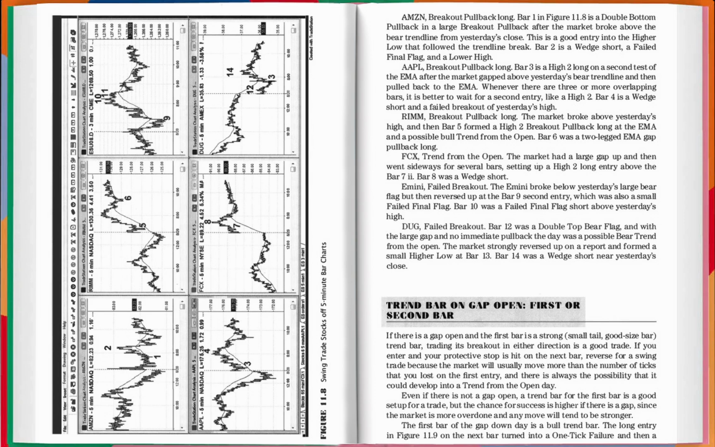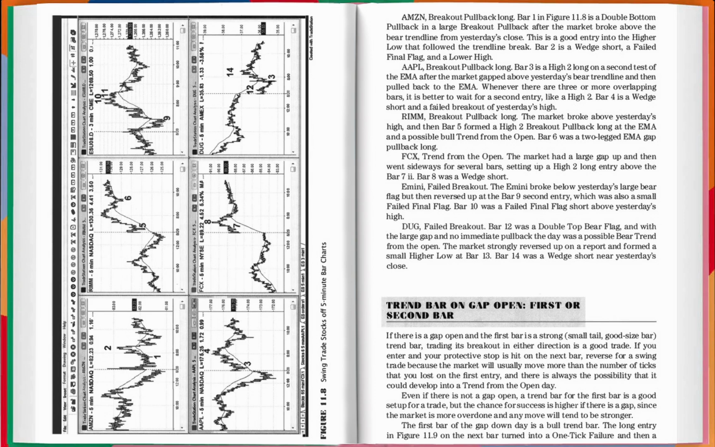Trend bar on gap open, first or second bar. If there is a gap open and the first bar is a strong trend bar with small tails and good size, trading its breakout in either direction is a good trade. If you enter and your protective stop is hit on the next bar, reverse for a swing trade, because the market will usually move more than the number of ticks that you lost on the first entry, and there is always the possibility that it could develop into a trend from the open day.